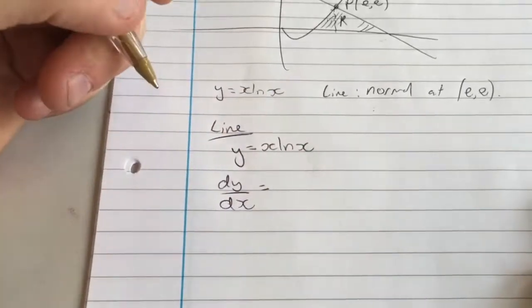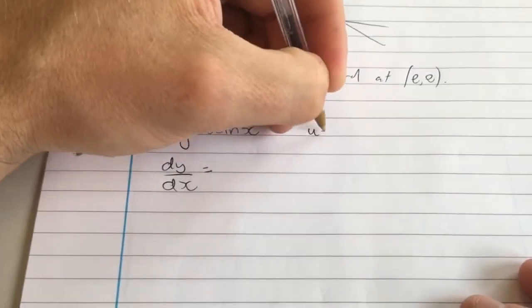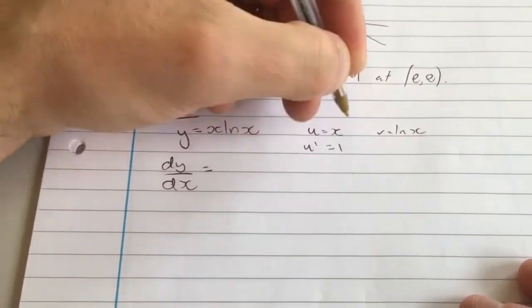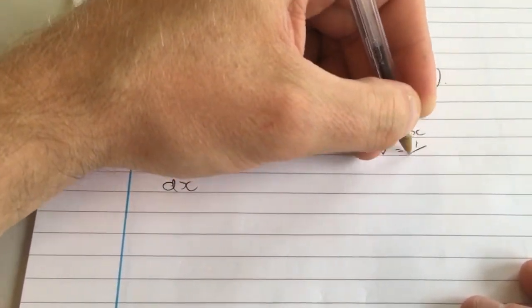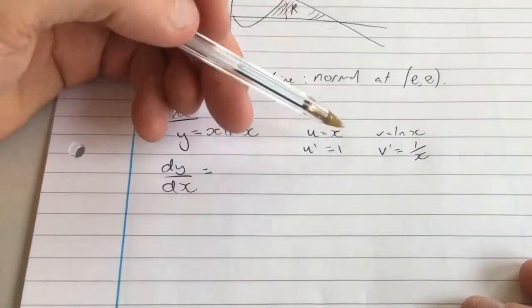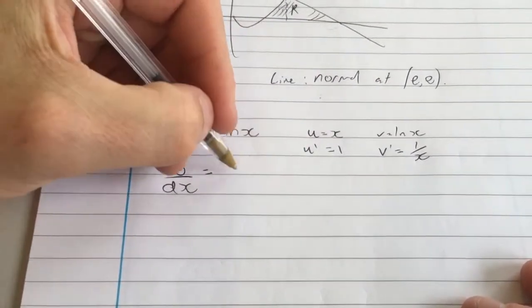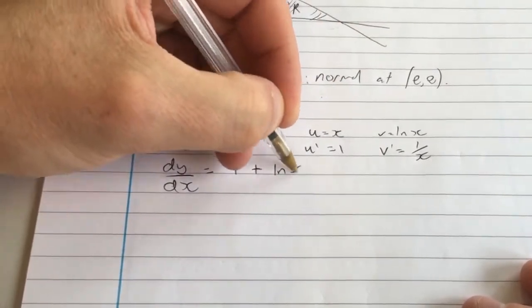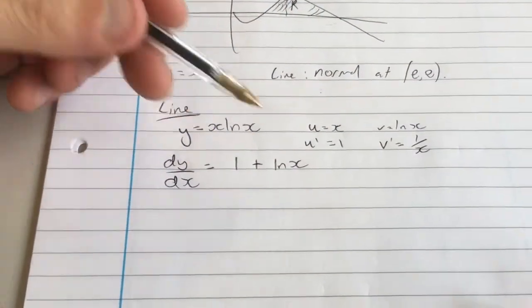So it's going to be a case of product rule for this one. Let's write it all out. So u equals x, v equals ln x. So we get u dv/dx, that's going to be 1, plus v du/dx. So our differential is 1 plus ln x.